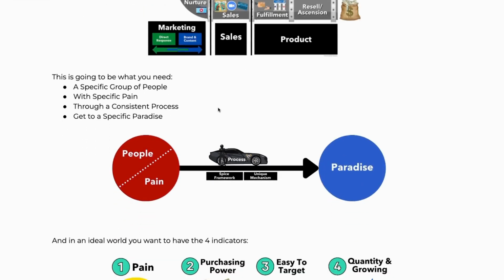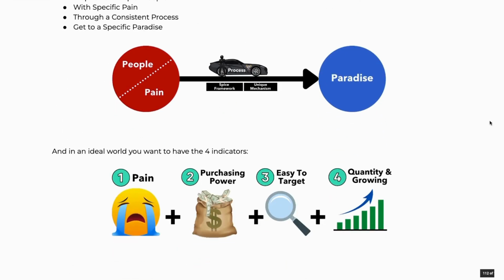And so yes, in an ideal world, you would want that to satisfy the 4 indicators. You want massive pain. They have purchasing power. They could be easy to target, I don't like to use the word should because should implies expectation, and they could be high in quantity and growing. Now, remember, those are ideal indicators. Don't get hung up on that. We talked about a lot of big warnings around this.